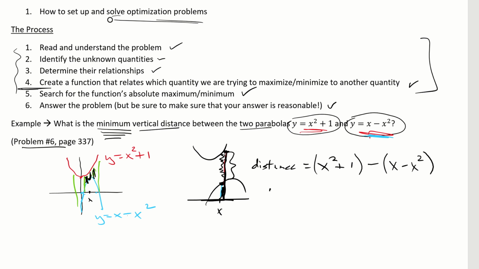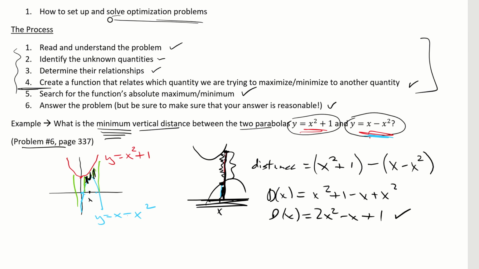So I'll call this a function d, maybe d of x. It depends on which x you choose. It's equal to, and if I clean this up, I've got x squared plus 1 minus x plus x squared, or d of x is 2x squared minus x plus 1. That function tells you how far apart. You give it an x, and all you have to do is plug that x in, and that'll tell you the difference in the y values, or what he calls the vertical distance.